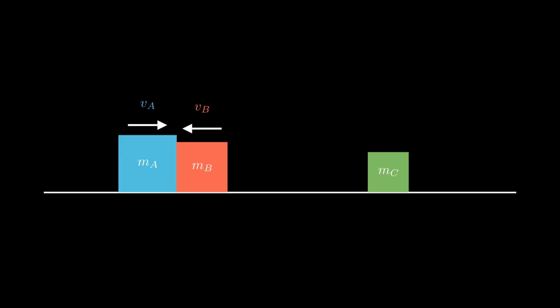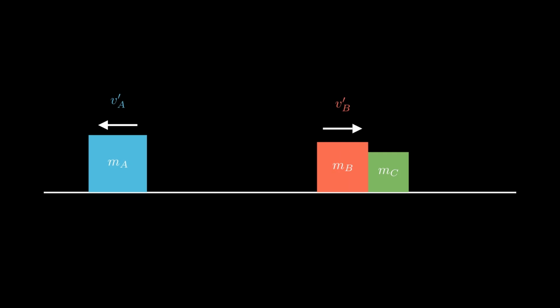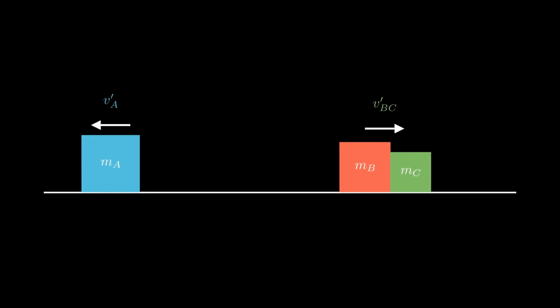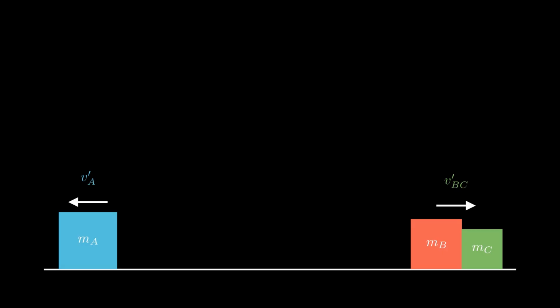After the collision, mass A rebounds to the left with a new velocity VA prime, while mass B continues moving to the right with a new velocity VB prime. Eventually, B collides with C, and after the collision, both masses B and C stick together, and they move with a new velocity denoted by VBC prime. We need to determine the final velocity VBC prime after the second collision.